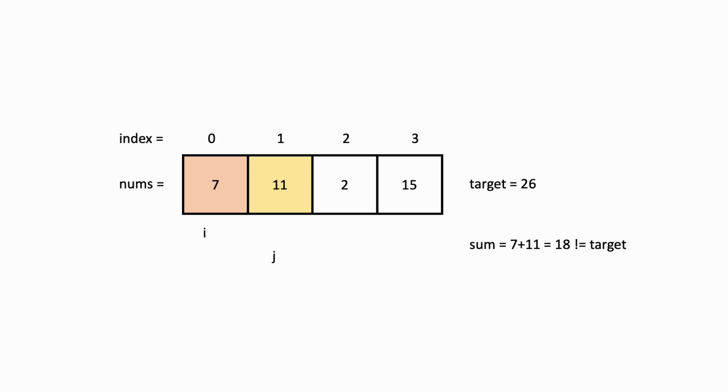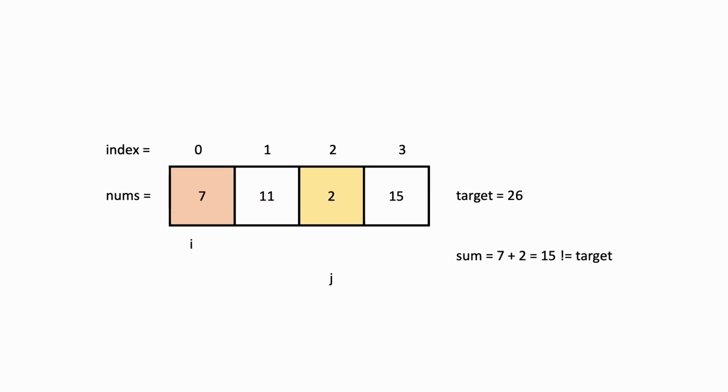We check if nums of i plus nums of j is equal to the target. If not, then we increment the jth pointer. We check if nums of i plus nums of j is equal to the target. They are not. So we'll simply increment the jth pointer. We check if nums of i plus nums of j is equal to the target. No, they are not. Now when the jth pointer hits the end of the nums array, we reset the jth pointer to 0 and increment the ith pointer.